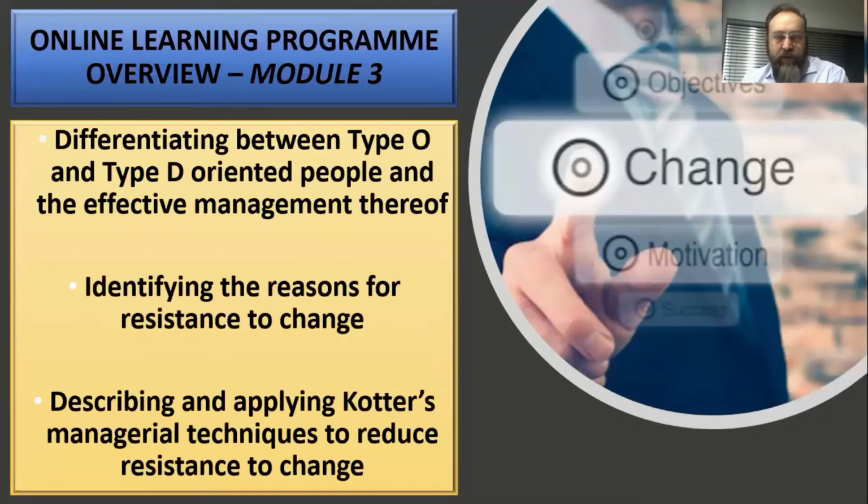If I could start off Module 3 with a quick overview of the 3 key learning outcomes of this particular module. I'd like to start off the module by completing a questionnaire, which will give you an indication of whether you're type O or type D orientation in terms of a crisis. In other words, are you opportunity or danger orientated? Do you see the opportunities and try to capitalize on them as much as possible? Or do you see the risks and danger inherent in change, and particularly in a crisis? And of course, this leads to differing personalities and differing behavior.